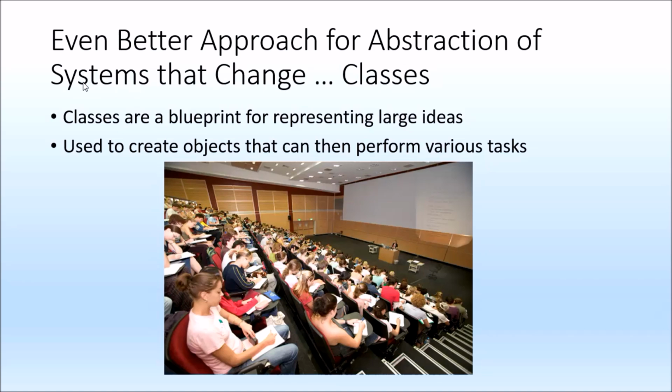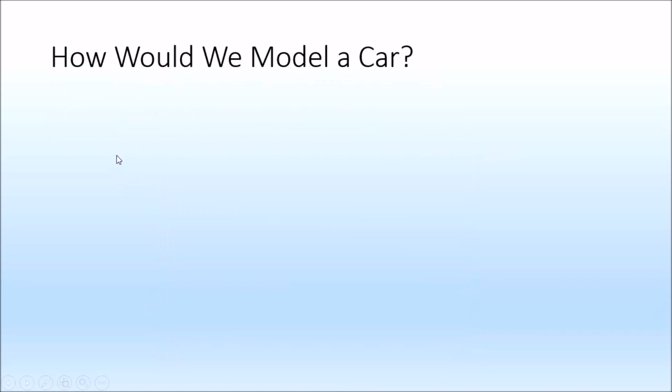So if you have a bank account, a class is a good way to represent that. If you have a grade book or a general system that changes over time, a class is a great way to handle this. And then at the end of the day, classes are used to create these things called objects. Objects are particular versions of a class that can perform various tasks. And the specific vocabulary is that the object is an instance of a class. So that's something to know.